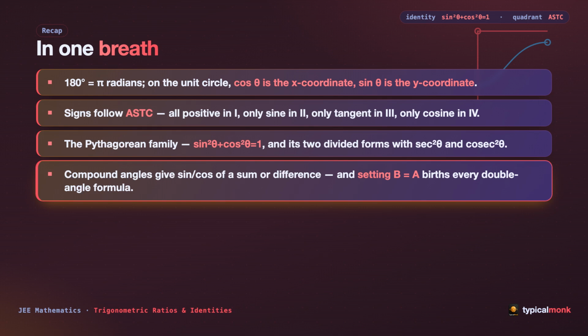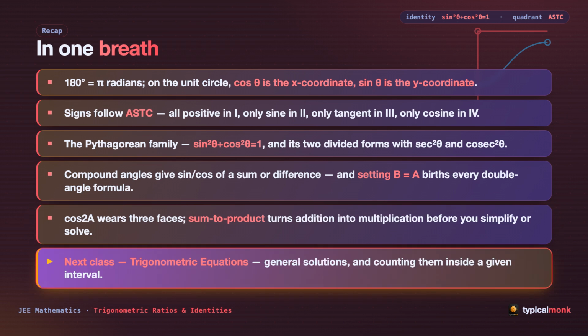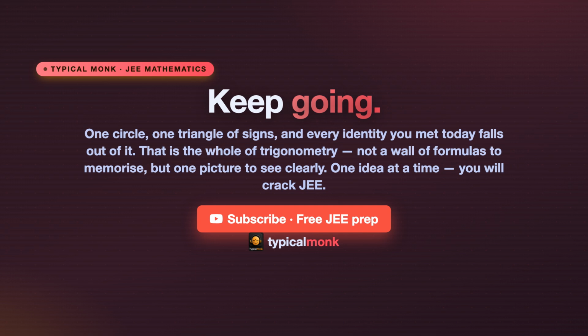Compound angle formulas give sine and cosine of a sum or a difference, and setting b equal to a produces every double angle formula you will ever need. Cosine 2a wears 3 faces, and sum to product turns an addition into a multiplication before you simplify or solve. And next class, we step into trigonometric equations, general solutions, and exactly how to count them inside a given interval. Do not miss it.